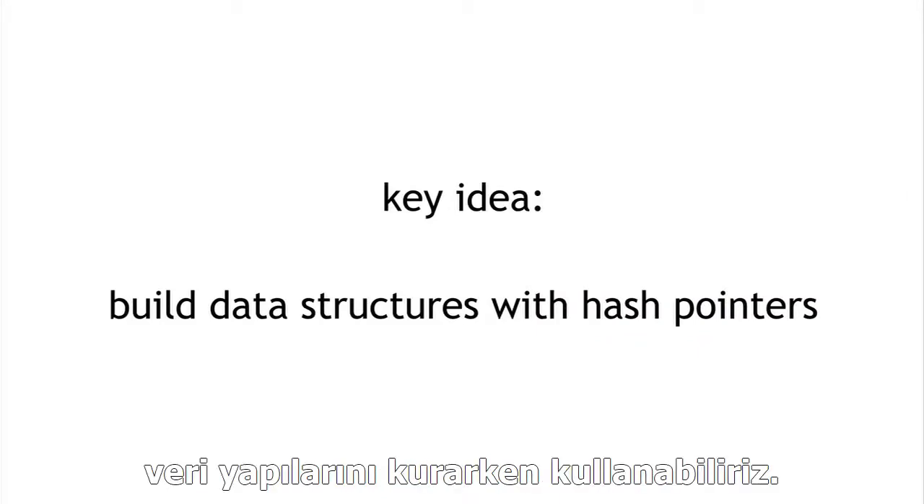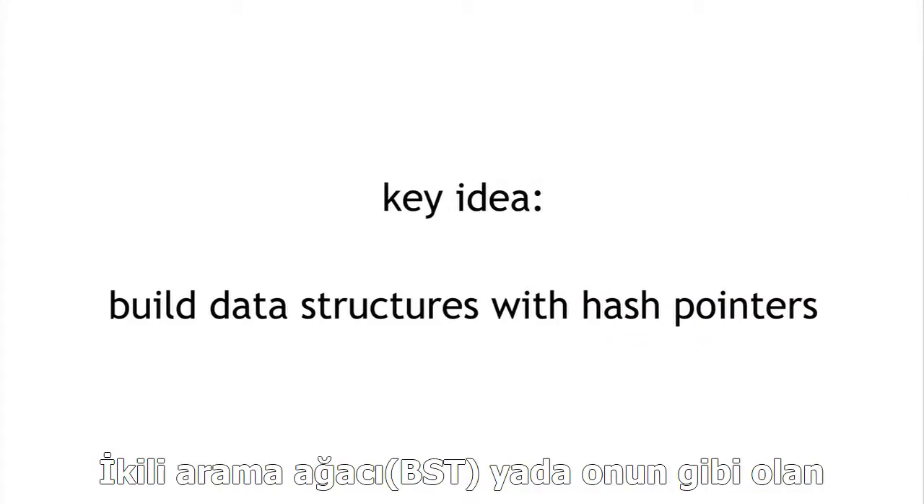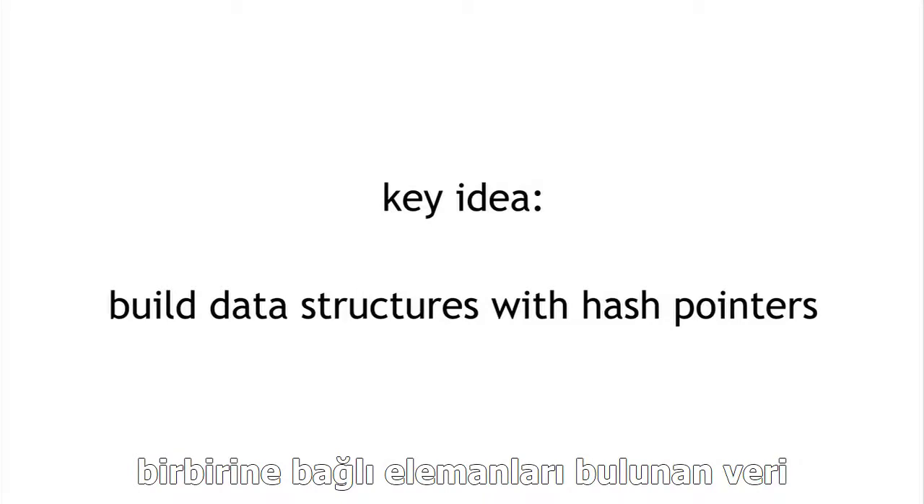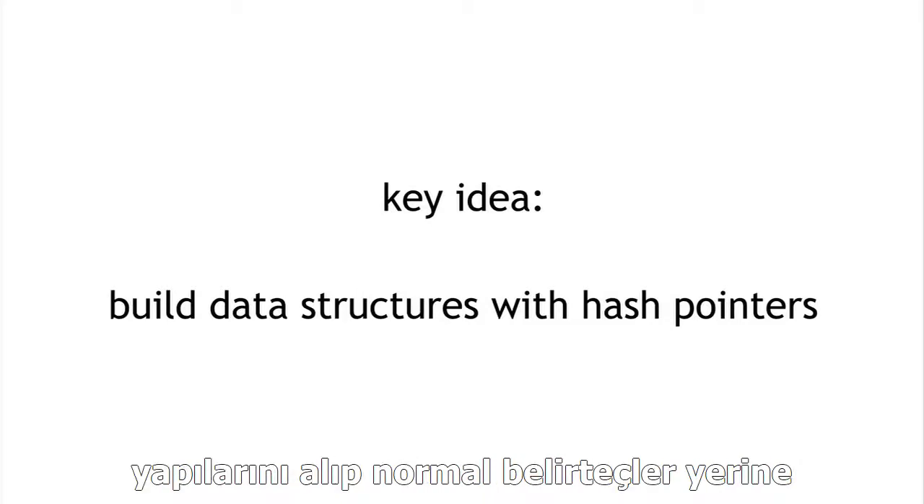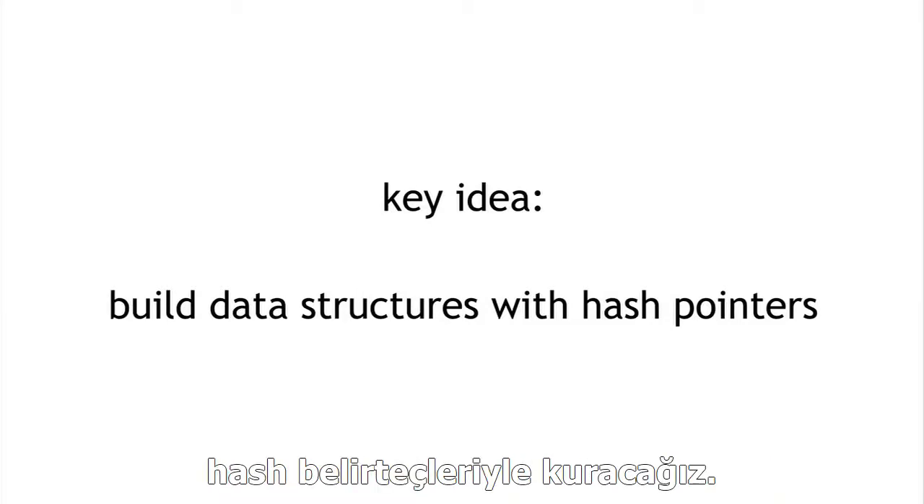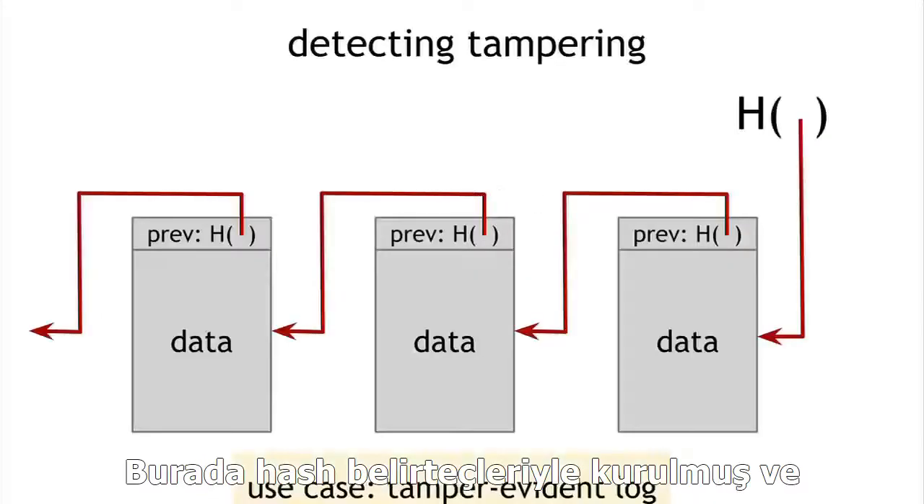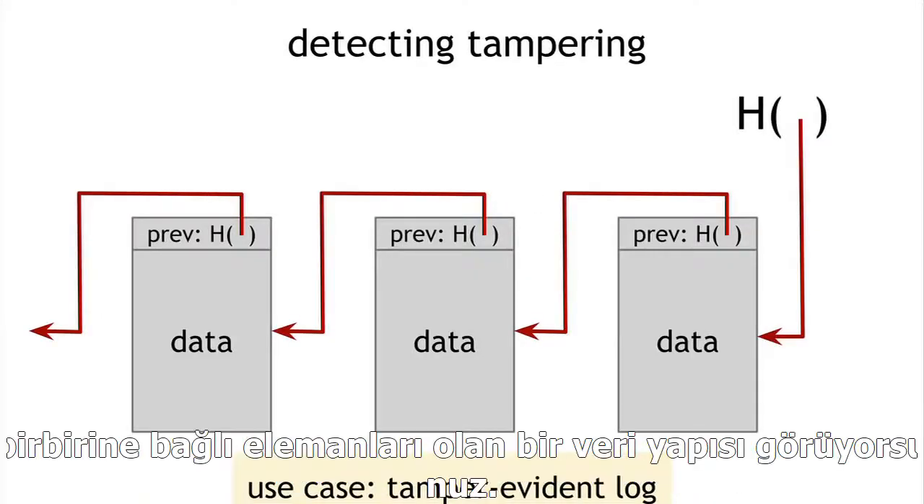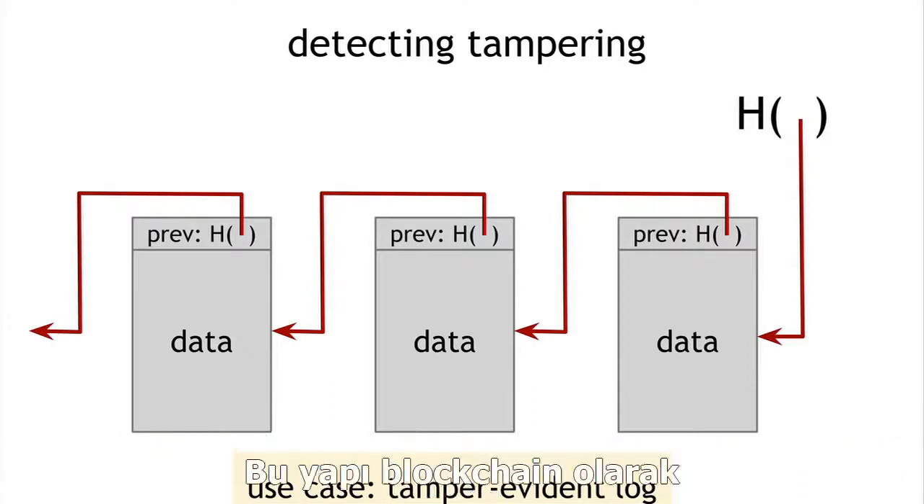We can take hash pointers and use them to build all kinds of data structures. A key idea here: take any data structure, a linked list, a binary search tree or something like that, and implement it with hash pointers instead of pointers as we normally would. For example, here's a linked list that we've built with hash pointers.